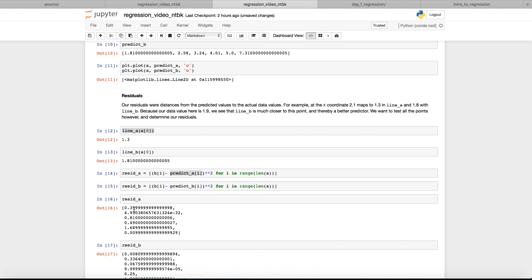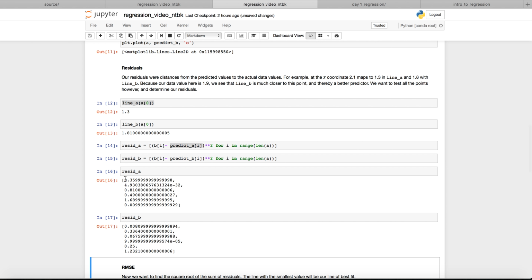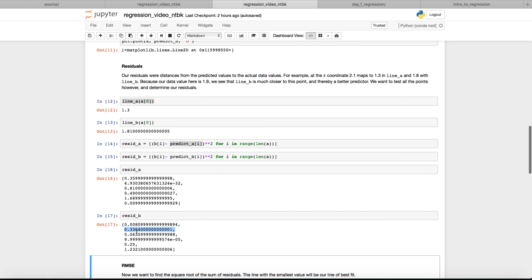This is how far away that first point is from line A. This is how far apart the first point is from line B. You see it's much closer. The second point is incredibly close to line A, whereas the second point is not that close to line B, and so on and so on. So I have each of these individual values, but now I want to combine these.